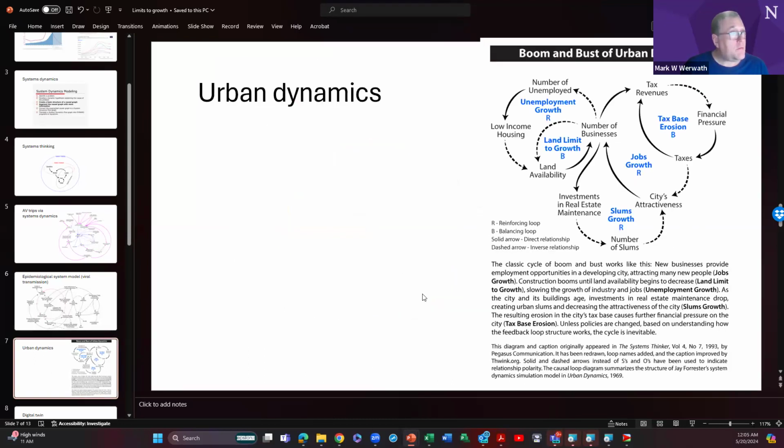On the urban dynamics fronts, right, you might ask, for example, boom and bust cycles within new business opportunities within an urban setting, right? So the number of businesses in an urban setting will impact the number of unemployed, which will impact the low-income housing, which will impact land availability, which will eventually limit the growth of land and the number of businesses that you can create. So you can see these feedback loops. You can see the investment loop. You can see the job growth and tax-based loops. These are all interrelated and interdependent.